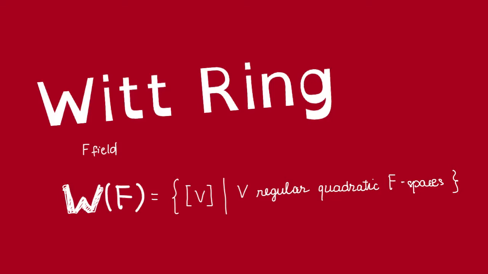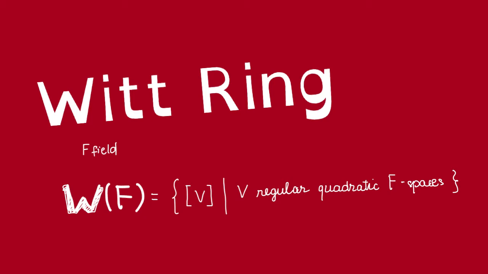Now we want to talk about the Witt ring of a field F. This is defined as a set to be the set of similarity classes of regular quadratic F spaces. You must have a few questions here. So first of all, what are these similarity classes? How do we define a similarity? Second, how do we know that this is a set? And thirdly, what's the group and ring operation? So let's answer this one by one.